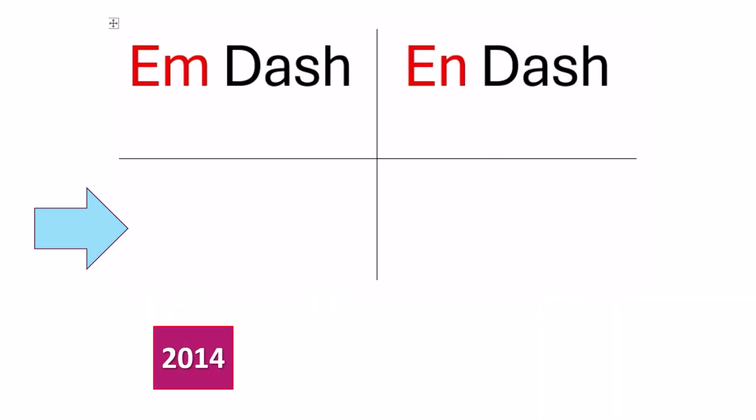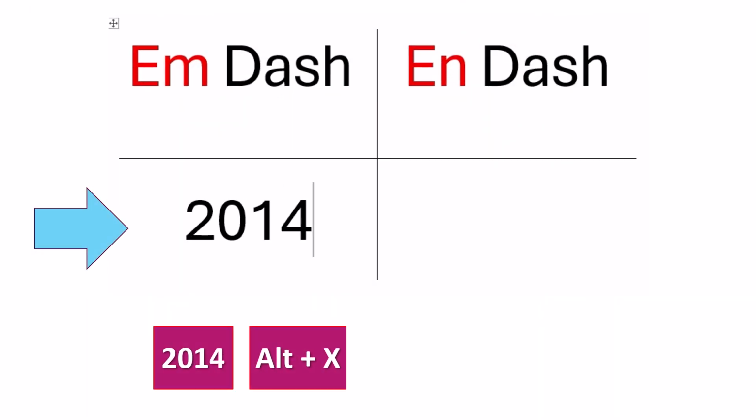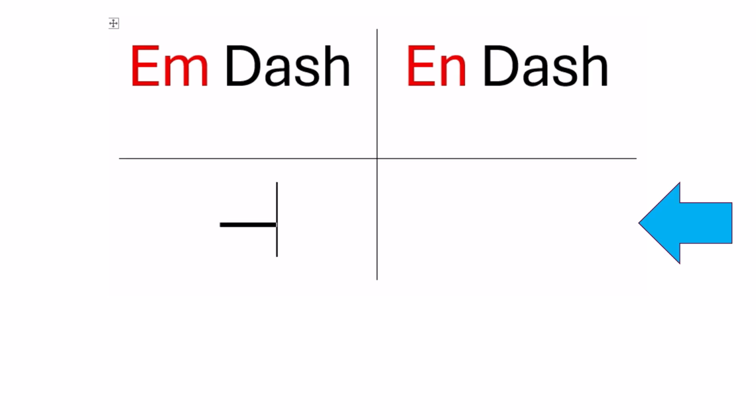Type 2014, then press Alt plus X to insert an M dash. For an N dash, type 2013, then press Alt plus X.